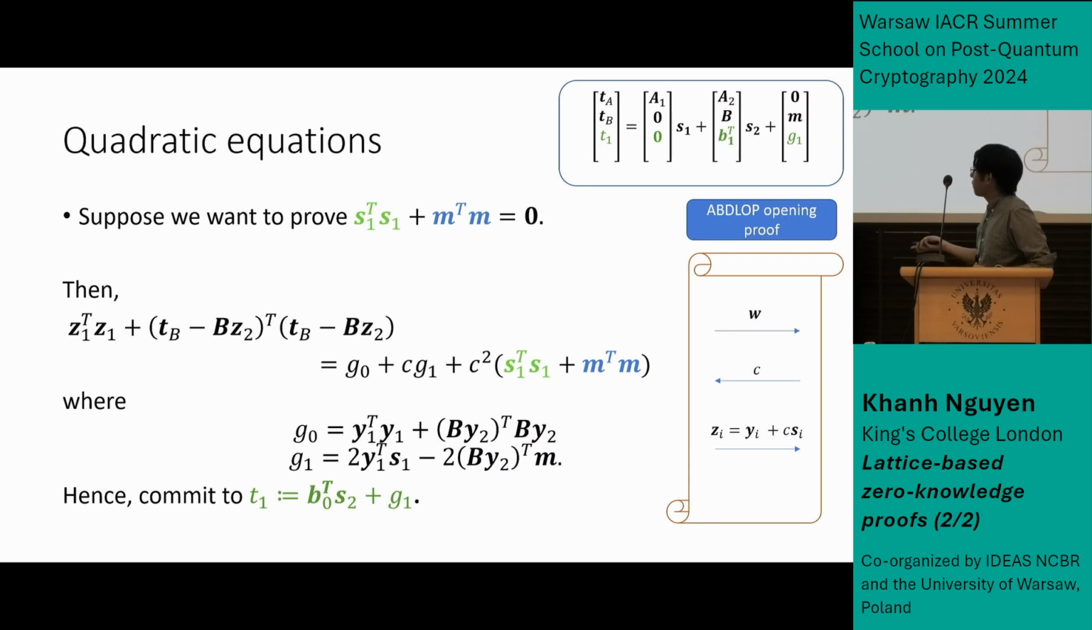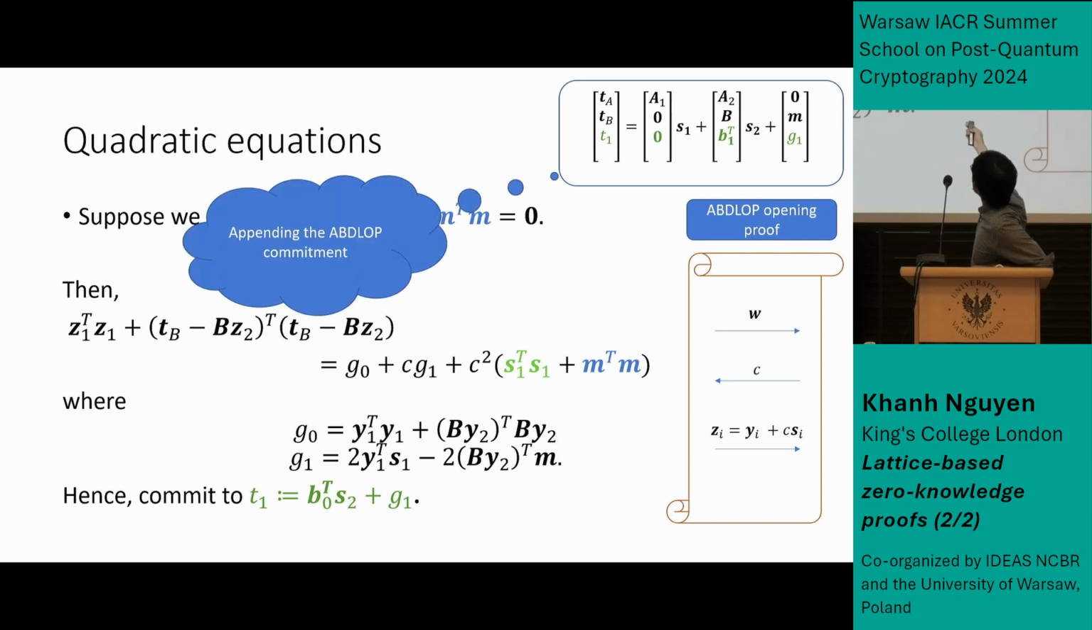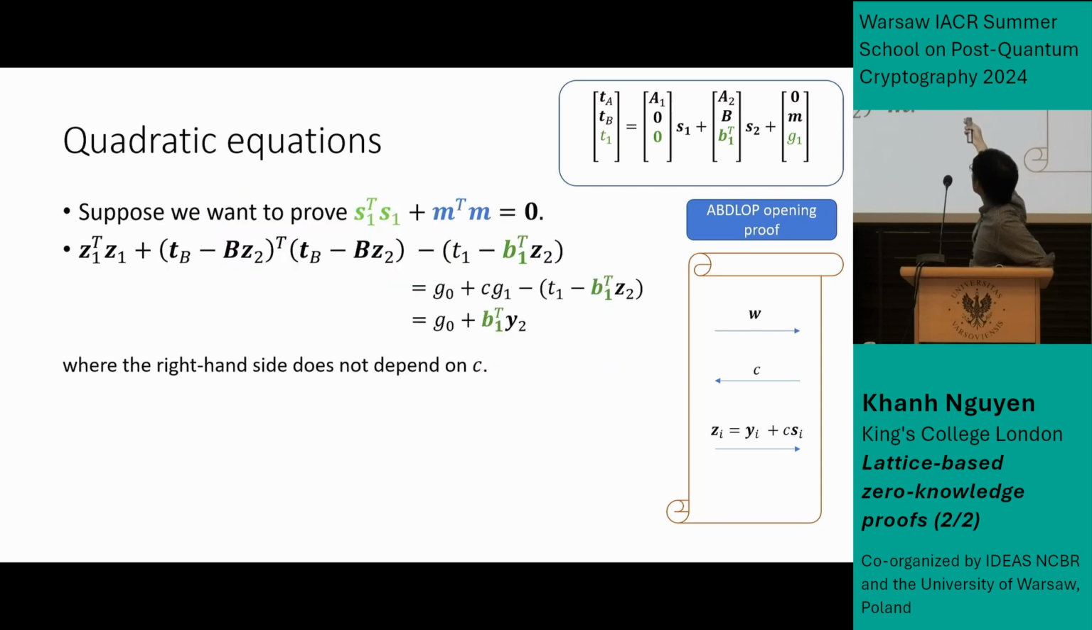Hence, sending G0, G1 can reveal some information about our secrets because they somehow involve all these Y's, all these SI's, or these M's. So we need to additionally commit to G1. We don't need to commit to G0 though. So I commit to G1, which is the T1. So I expand this commitment with a T1.